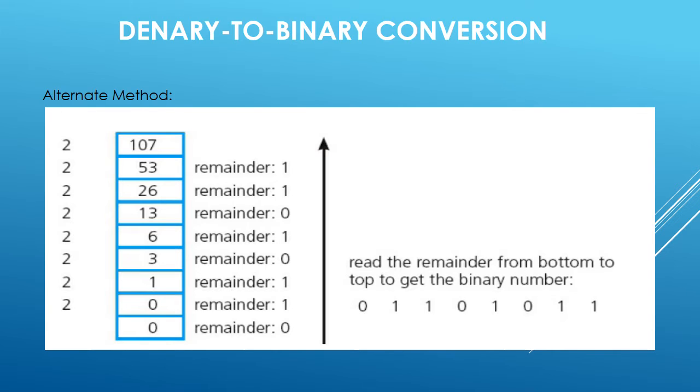Now we will divide 53 by 2. We will again write the quotient and remainder in parallel. So we'll keep doing it until we get a quotient lesser than the divisor, which is 2. In the end, we will read the remainders from bottom to top to get the binary number. So this is how a denary number is converted into an equivalent binary number.